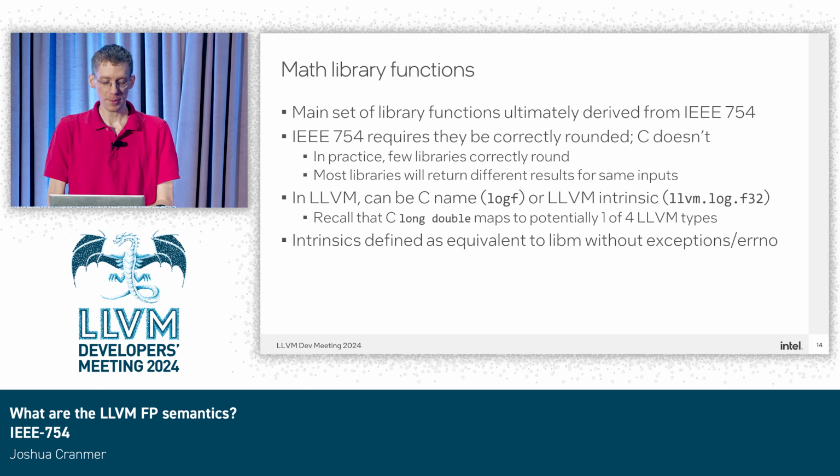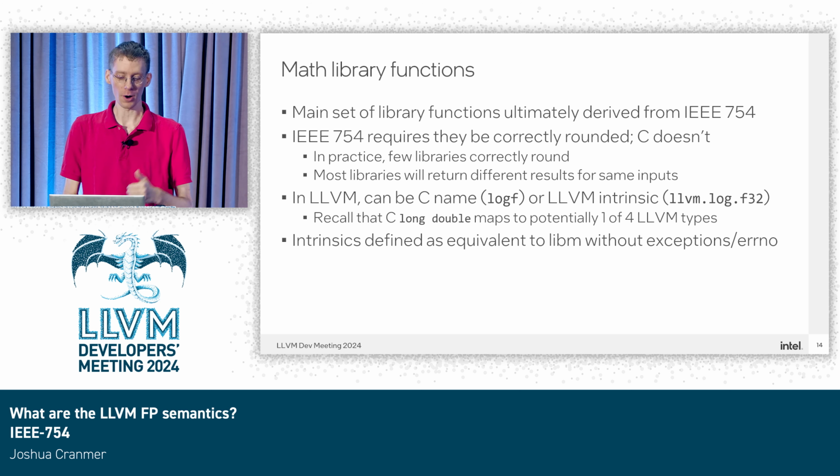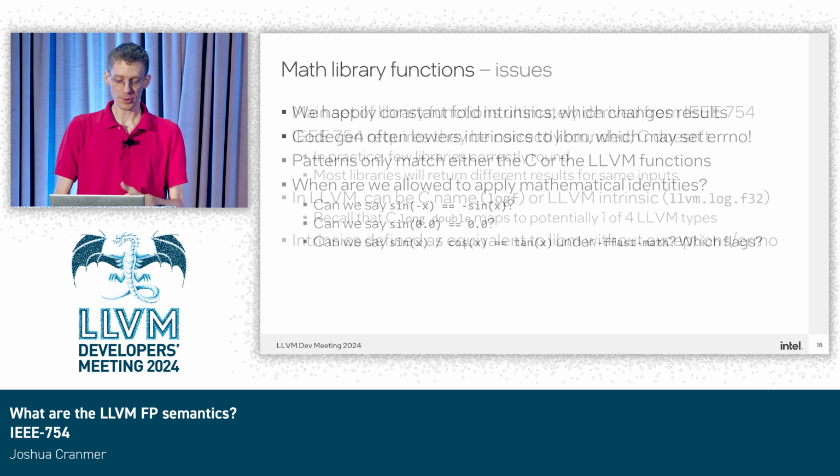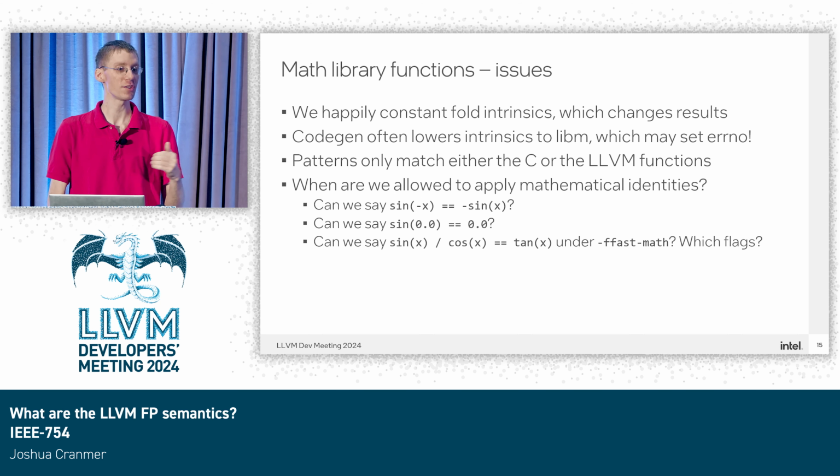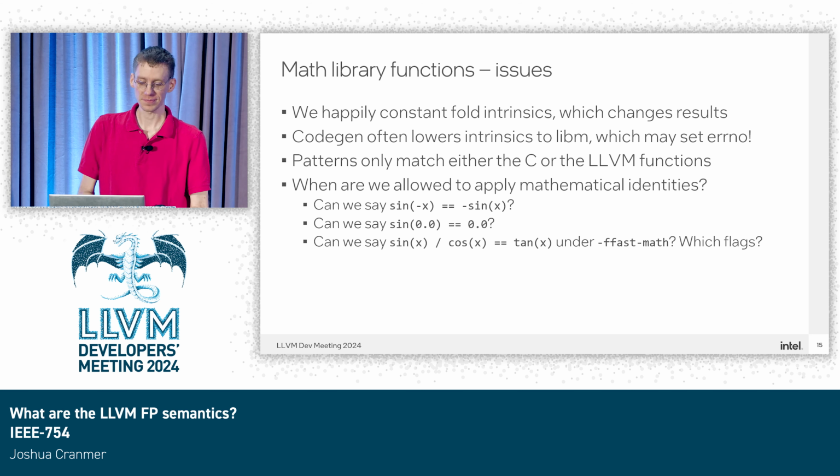Another issue that's going to come up is the intrinsics are actually defined as equivalent to the libm function call, except it's not supposed to set any exceptions. It's not supposed to set errno. This is a problem because if you look at how they work in CodeGen, they lower those calls to libm calls, which do set errno in most cases.